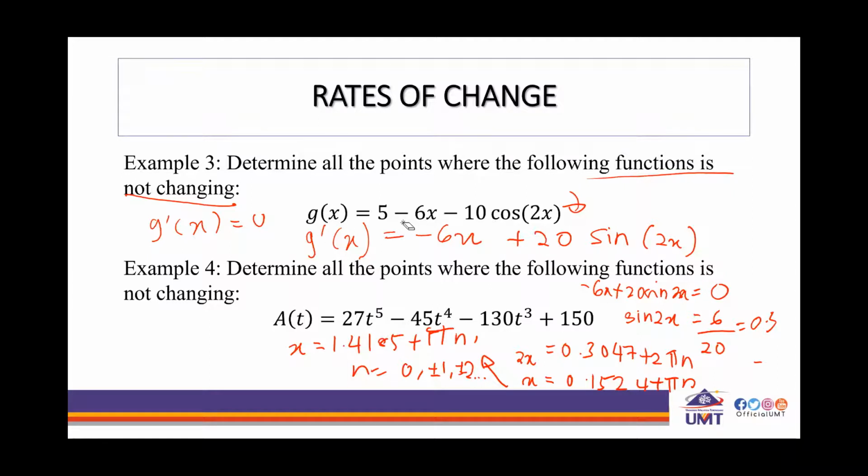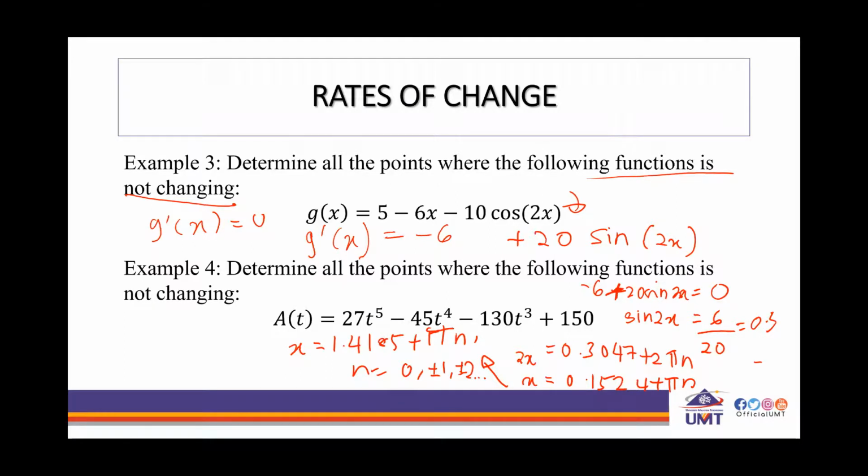Okay, doktor. So, ada apa soalan? Yes, when you differentiate 6x, you get negative 6, kan, bukan negative 6x. Okay, saya salah. Betul. Kat sini negative 6. So, salah. Ni pun saya tak masukkan pun kan. Salah. Okay.